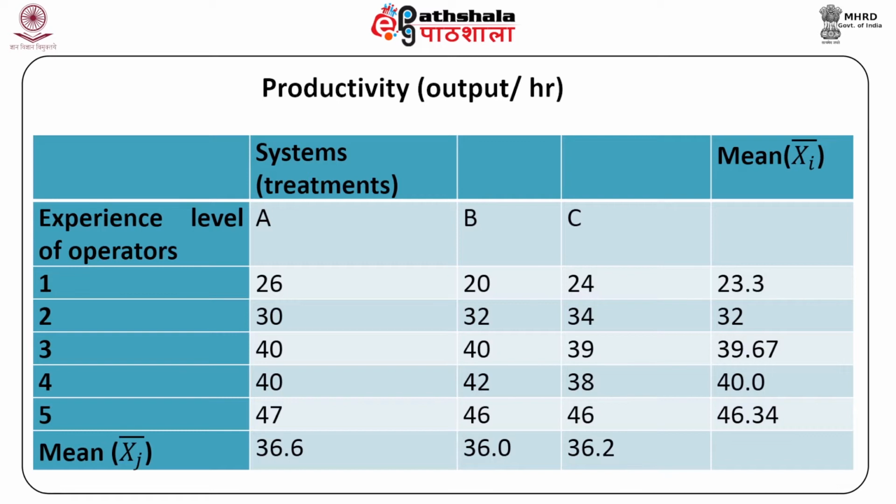We have in our table, in the last column and in the last row, the means of the respective rows and the respective columns. The row means, denoted as xi bar, are 23.3, 32, 39.67, 40 and 46.34, and in the last row we have the column means, denoted as xj bar, equal to 36.6, 36 and 36.2. The grand mean x double bar is equal to 36.27.